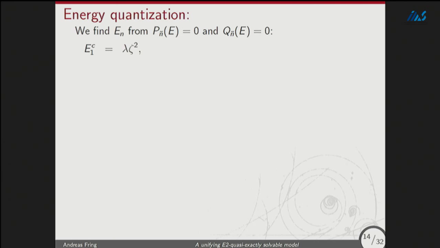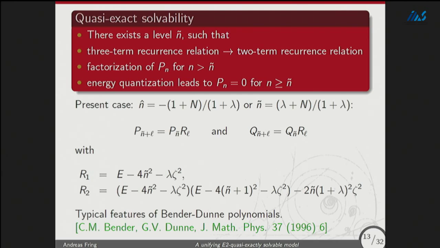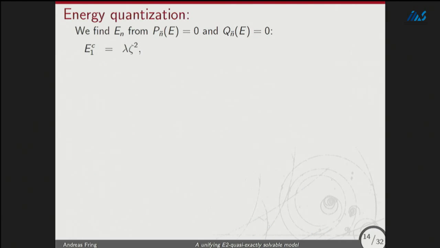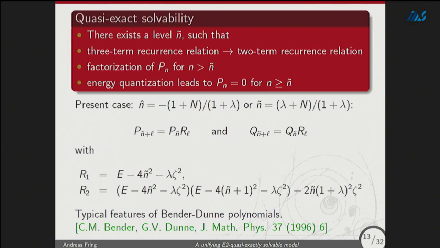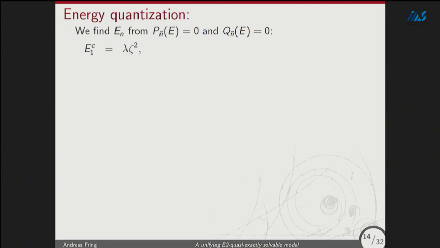Now comes the quantization. Now I will make all these polynomials vanish. So I set p n tilde, and the n tilde is a combination of my coupling constants, to 0, and also in this polynomial, and then I get the first state. It's just the state I also have, because now I just plug it all into my wave function, of course. So this is the first energy.